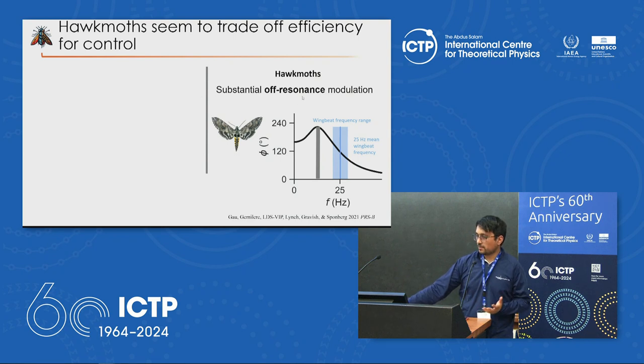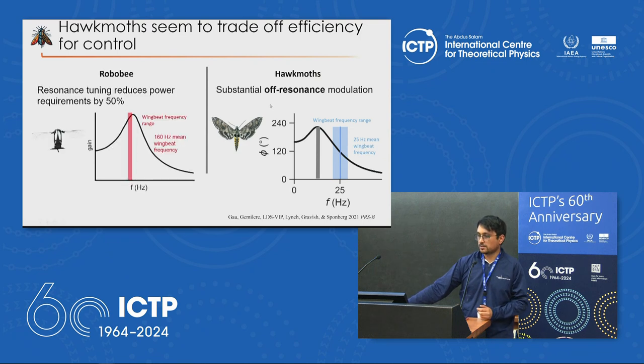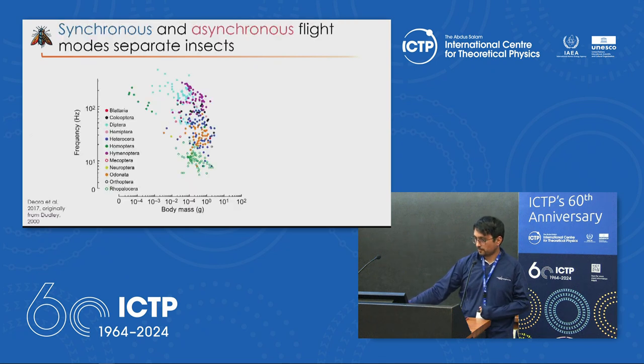So in summary of the first part, hawk moths appear to have substantial super resonant behavior, which confers potential frequency modulation ability. And this is in stark contrast to flapping wing micro aerial vehicles or insect inspired robots, which are essentially built at resonance by necessity and suffer from pretty crippling control instabilities at the moment. So we're thinking about building some robots with our collaborators that are operating in the super resonant regime and hopefully being able to find a compromise between efficiency and control.